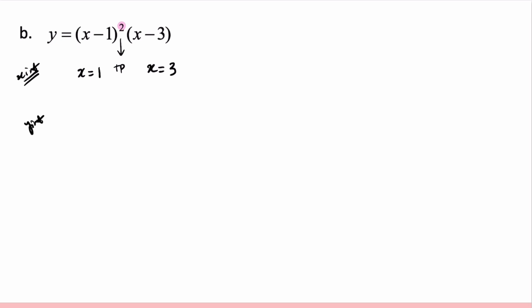To find the y-intercept, we're going to make x equal to 0. So y will equal negative 1 squared times negative 3. So that will just be positive 1 times negative 3, which will give us a y-intercept of negative 3.